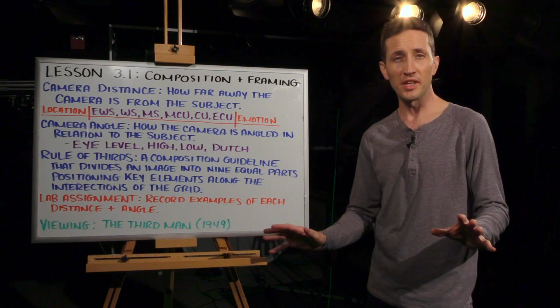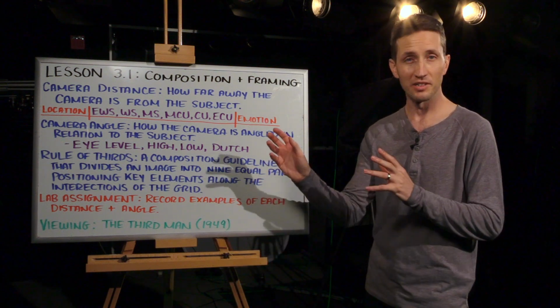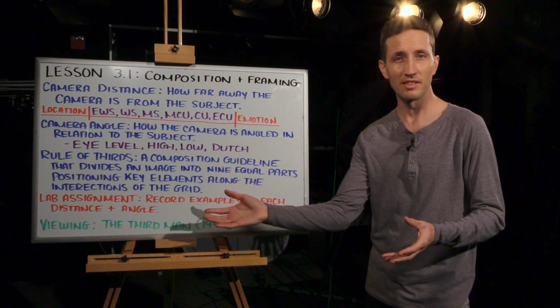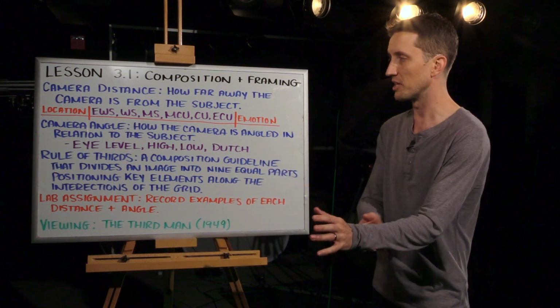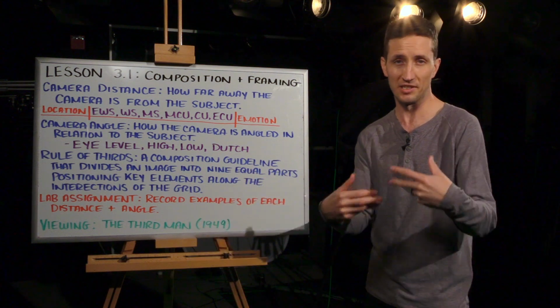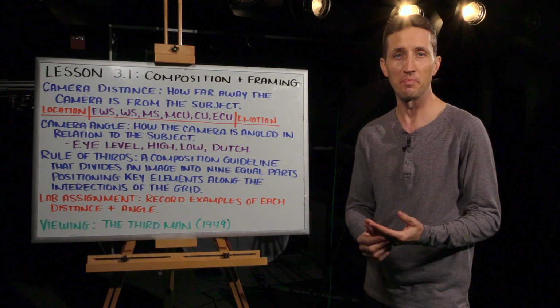Now, the three things that I want you to take away from the end of this lecture video are camera distance, camera angle, and the rule of thirds. And we'll talk about each one of these three things individually here. Now, camera distance is just how far away the camera is from the subject.